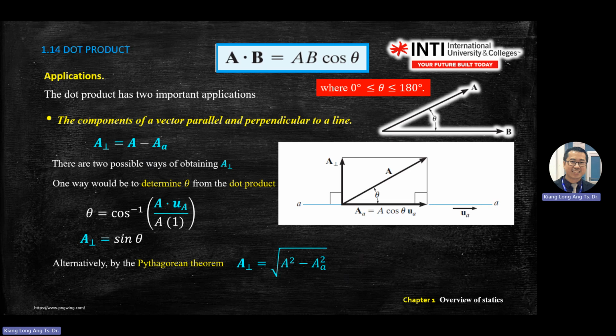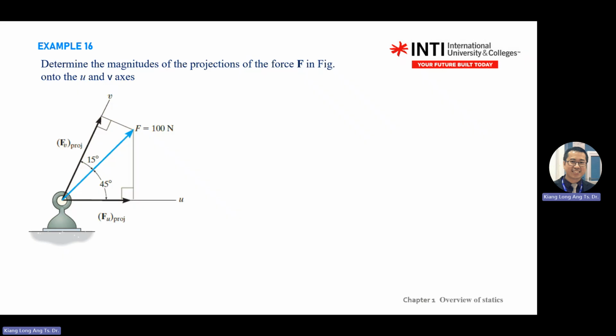So this is the magnitude. This is what you learned in the previous class already. We just find the magnitude: square root of x squared plus y squared. In this case, it is negative because it's in another direction. Okay, so let's practice this one.